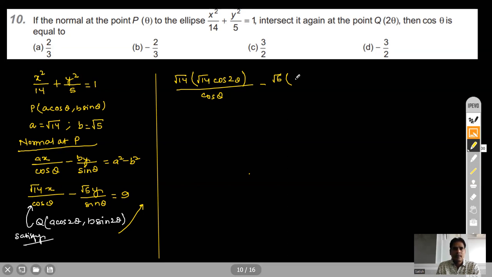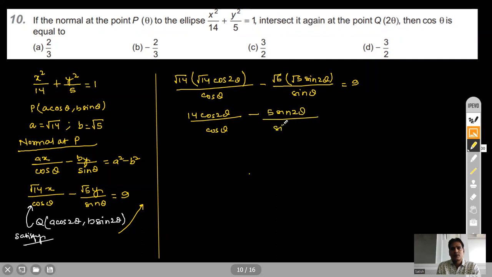root 5 into y. y is what? b sine 2 theta. So, root 5 sine 2 theta. Is it okay? Sine 2 theta upon sine theta. And that should be equal to 9. So, this will become 14 times cos 2 theta upon cos theta minus 5 into sine 2 theta upon sine theta, that is equal to 9. So let's take this LCM, cos theta into sine theta.